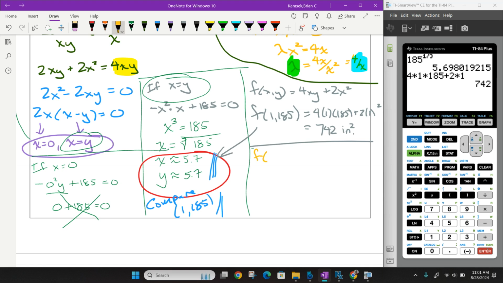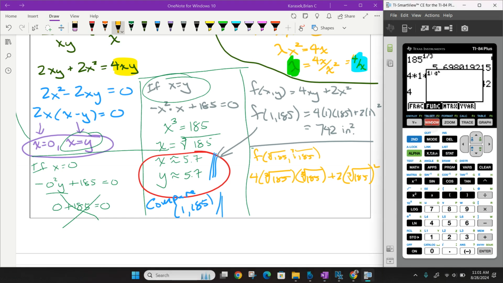F of, let's see, how exact do we need to be? Well, how about I use the cube root of 185, comma, the cube root of 185. So that's going to give us 4 times the cube root of 185 times the cube root of 185 plus 2 times the cube root of 185 squared. That's definitely a calculator problem. There's somewhere where there's a shortcut to the cube root function. I can never really remember where it is. I don't know. I guess I'll just use this.